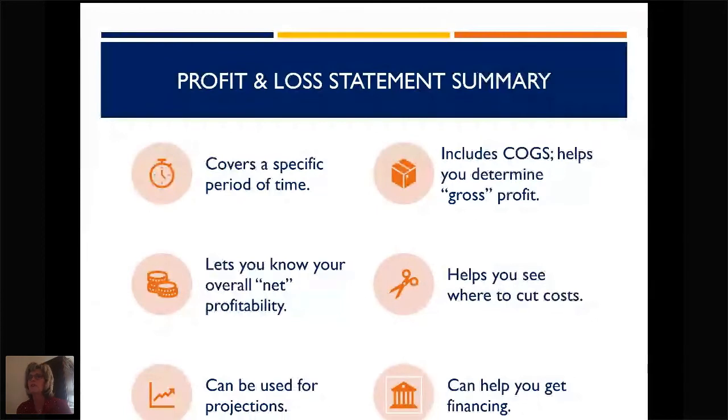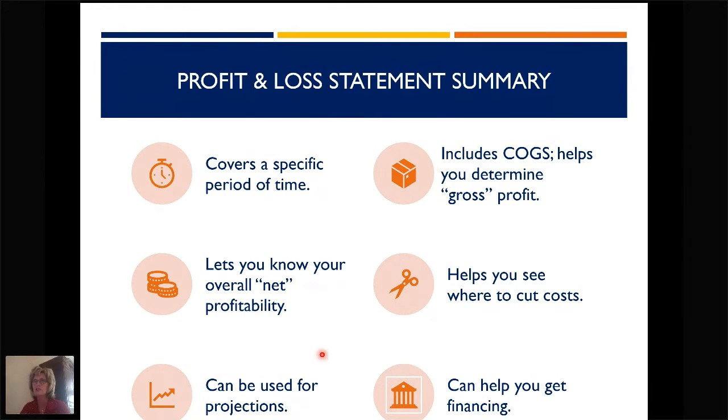So what we talked about so far is the profit and loss covers a specific period of time. Our lemonade stand was just the month of July. It lets you know your overall net profitability. And I'm going to jump up to the right. It does include cost of goods sold and helps you determine your gross profit. So there, Danny, to your point, we know whether we're going to continue to charge $3 a cup, maybe go down to $4, down to $2 or up to $4. Helps you see where to cut costs. If your gross profit is not positive, you either need to cut costs or increase your sales price.